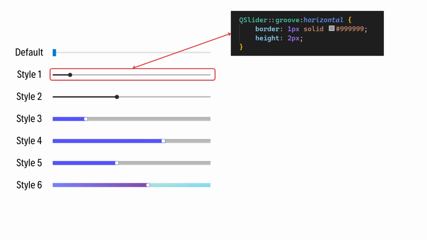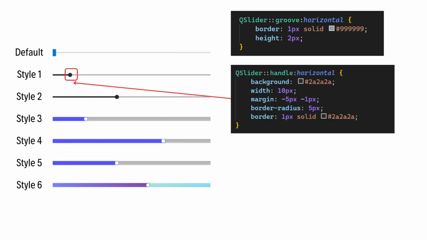The groove is the track where the slider's handle moves along. Here's the CSS code you can use to modify its appearance. As you can see, we're setting a 1px solid border and adjusting the height to 2 pixels. This gives the groove a subtle border and a sleek look.